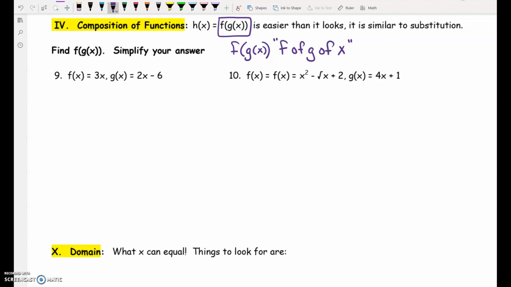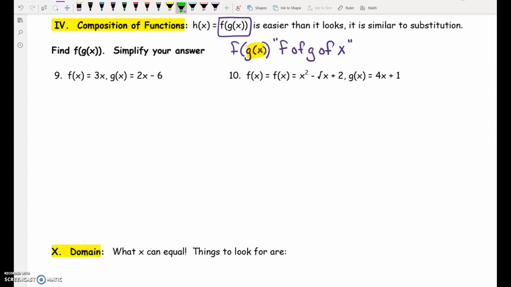Basically, they're saying, look at the inside of this function. The inside is g of x. We're taking the g function and we're plugging the g function into the f function. This is basically substitution. So I'm going to try to use colors to make this a little bit more clear.